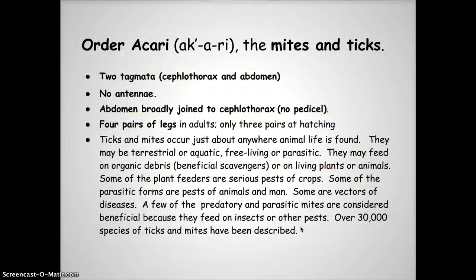Moving on, we get to the next order, and that's the mites and the ticks. Again, we have 2 sections, the cephalothorax and abdomen, no antennae. But in this case, the abdomen is broadly joined to the cephalothorax, so it says no pedicel.